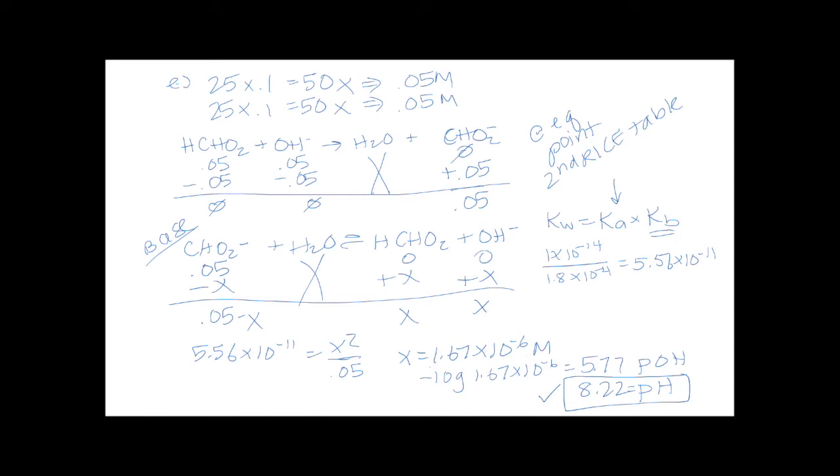Okay, there's one more scenario that I will show you. The last possibility is to go past the equivalence point. So this is F. We do our dilutions again. We always have to do this first, don't forget. 25 milliliters times 0.1 molar. Now I'm at 55 total milliliters because I've added 30 of my base.